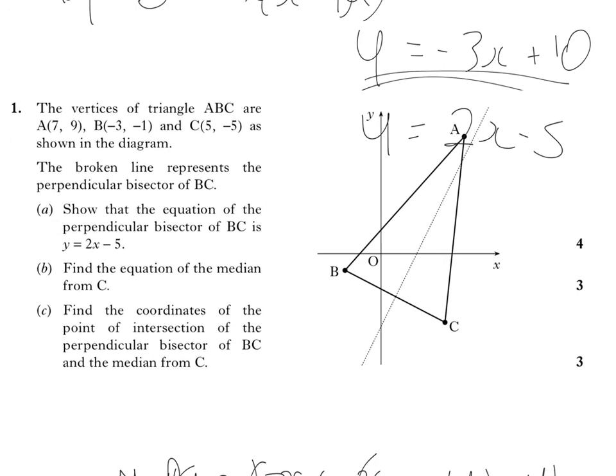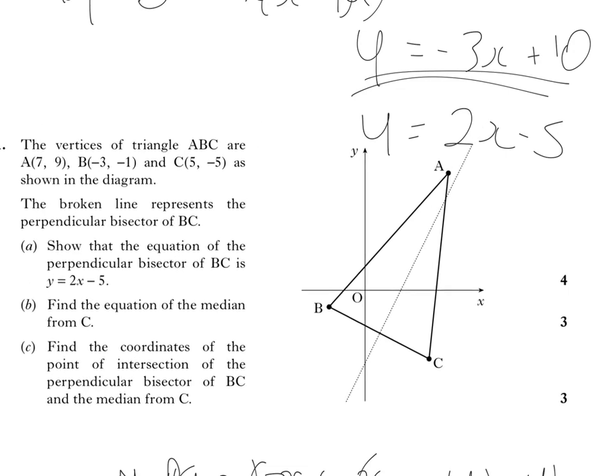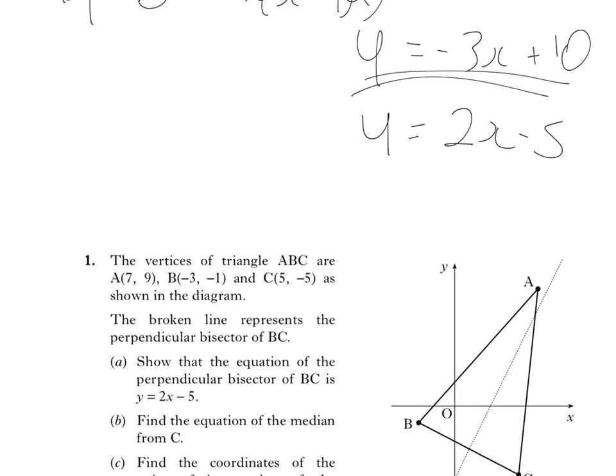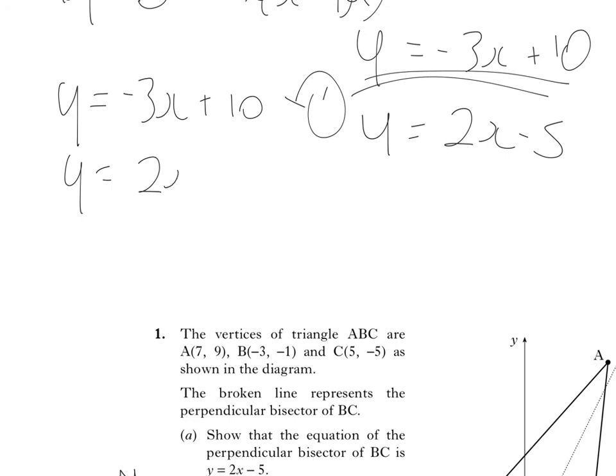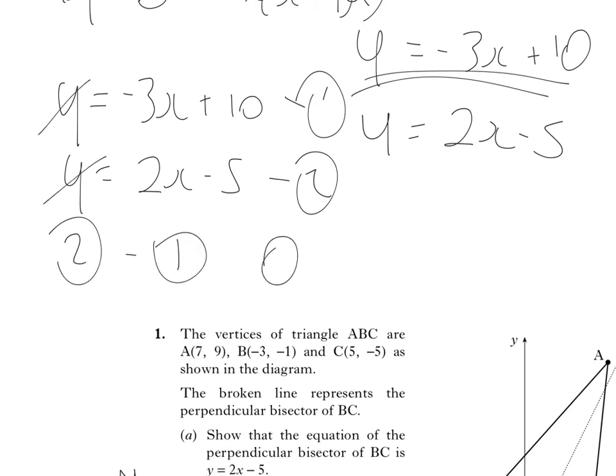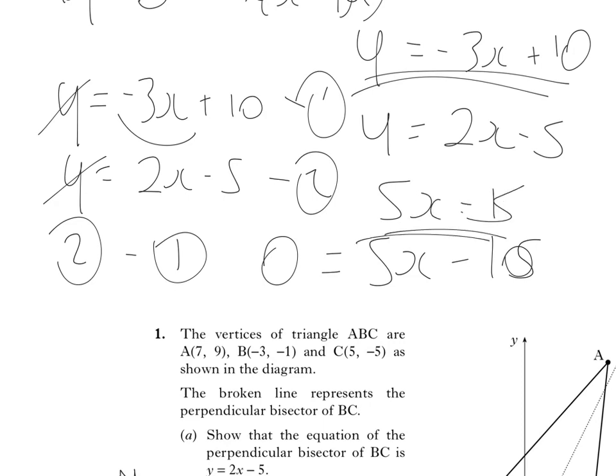Part C, find the coordinates of the point of intersection between the perpendicular bisector and the median. So I've got both the equations and it's simultaneous equations. y equals -3x plus 10, I'll call that equation 1. y equals 2x minus 5, I'll call that equation 2. So I'm going to do equation 2 take away equation 1, so y take away y goes, that's 0. 2x take away -3x, it's 2x plus 3x, that's 5x. -5 minus 10 is -15. So that gives me 5x equals 15.